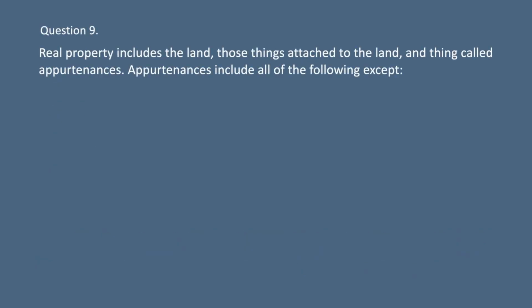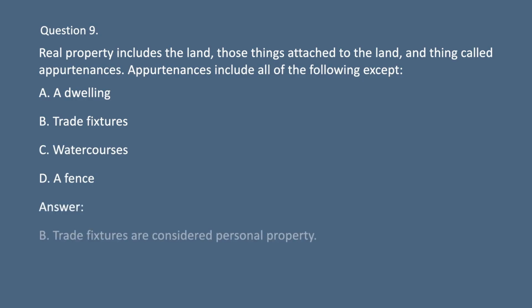Question 9. Real property includes the land, those things attached to the land, and things called appurtenances. Appurtenances include all of the following except A. a dwelling. B. trade fixtures. C. watercourses. D. a fence. Answer B. Trade fixtures are considered personal property.